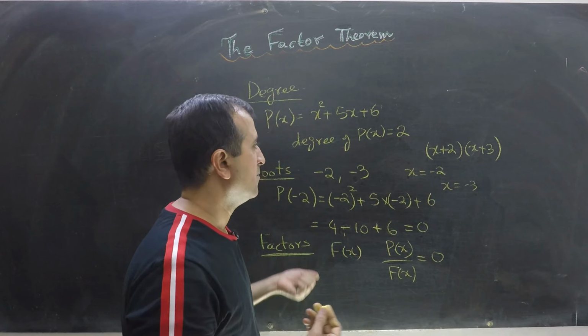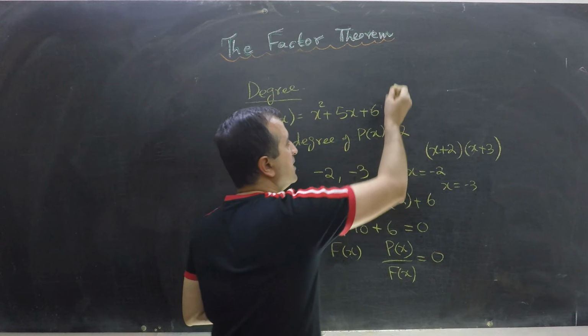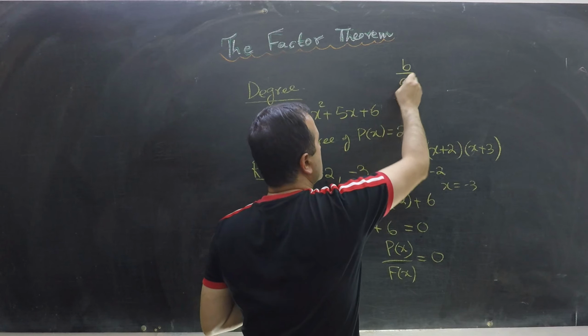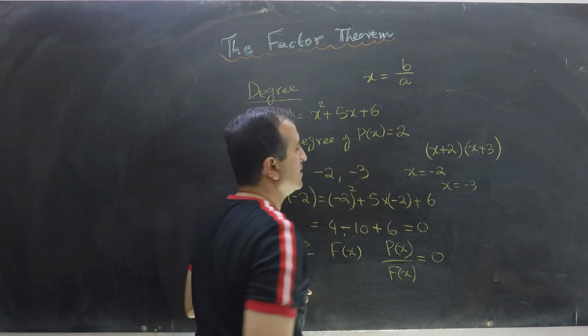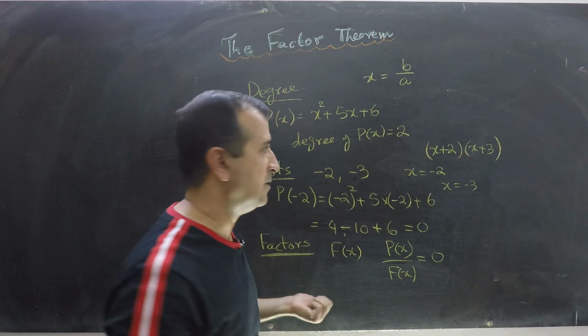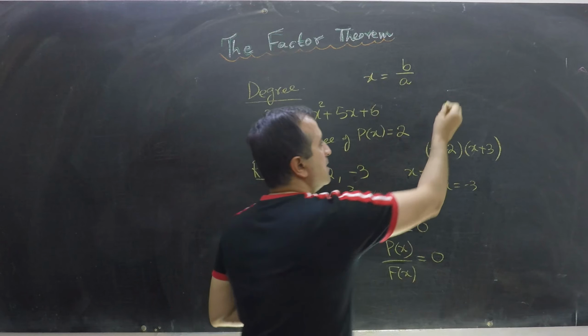Similarly, if one of my roots is of the type b over a, that means x is equal to b over a, then my factor will be ax minus b. We can easily check that this is a valid factor by solving this equation: multiplying by a here and subtracting b from this side. So if we simplify this equation, we will get ax minus b equals 0. So this is my factor.